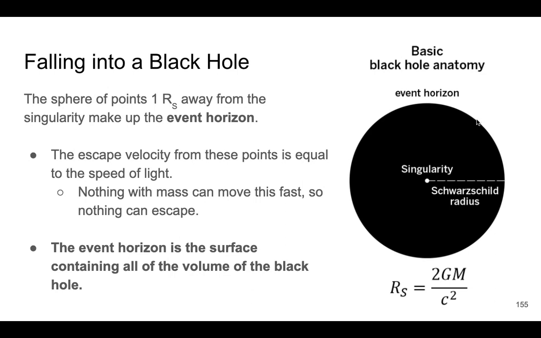But if you were inside of the event horizon by any amount, then the escape velocity is greater than the speed of light. And because nothing with mass can move that fast, that means you're not escaping from there. So, yeah, that's what the event horizon is, at least for now. It's about to get weirder. So, the event horizon is the surface containing all of the volume of the black hole. But again, as we'll find out, even saying things like surface and volume gets weird.